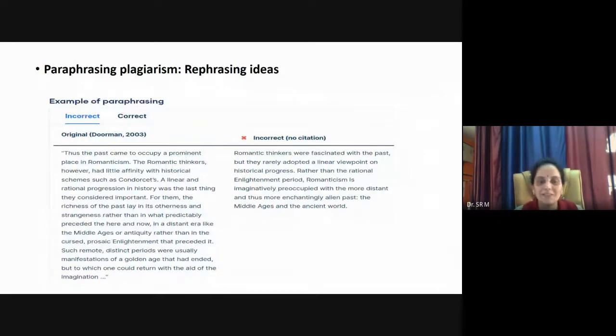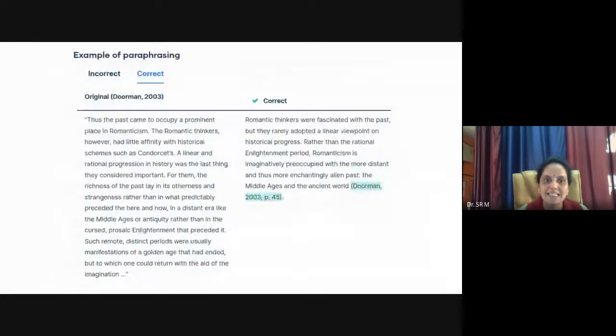The same paragraph, now when I check here, it says it is correct. The rephrased or the paraphrased text is correct. Why? Because at the end, if you check, something is highlighted in the brackets. That is the author's name, the year of publication, as well as the page number. From where did you take that particular passage, right? Now, I'm allowing my readers also, they can verify from where this has come. The source also I have given. So, this is the perfect example of correct paraphrasing.